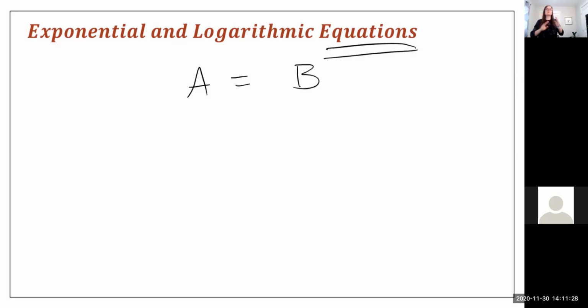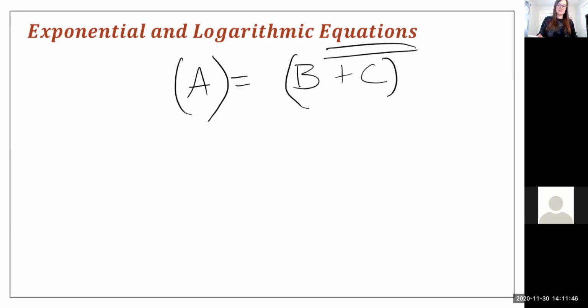The only time you have a distribution, so if I had something like B plus C, I would still do it to the whole side. I wouldn't do it to each thing. So if I think of it that way, I can square both sides, I can root both sides, and now I can take both sides as a logarithm of the same base. So that's my new thing. I'm allowed to do that to both sides.